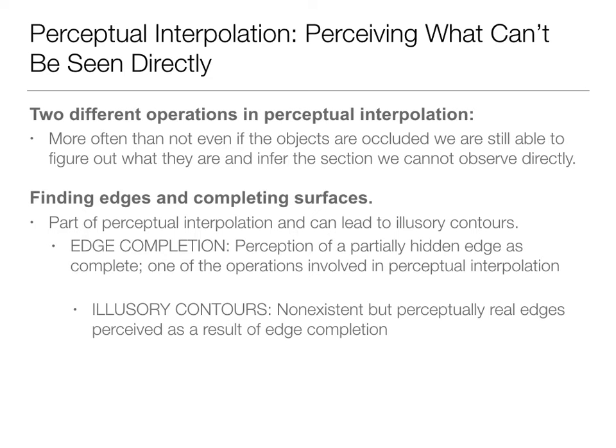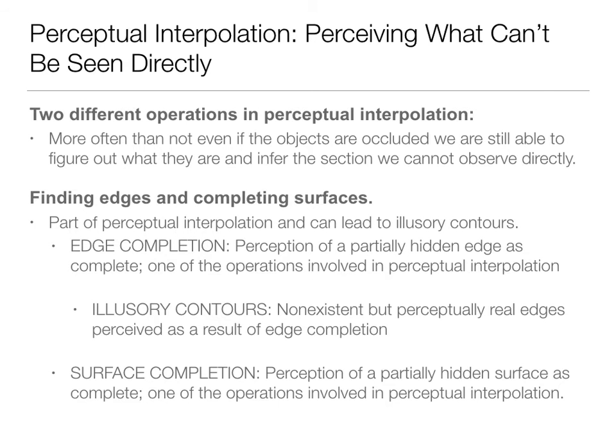The other mechanism that's going on here, the other operation that's going on with perceptual interpolation, is surface completion. And this is where, again, that perception of a partially hidden surface will be seen as complete. And again, both of these, surface completion and edge completion, are involved in perceptual interpolation.